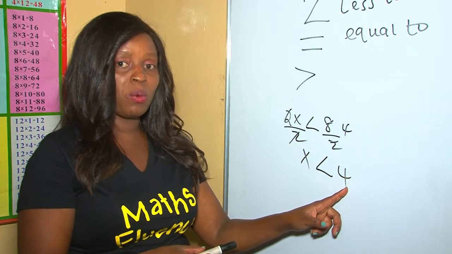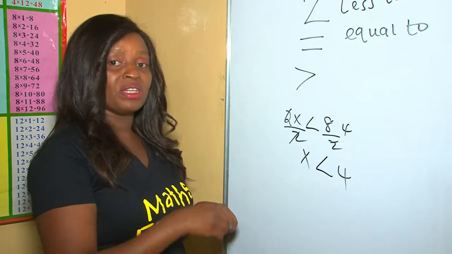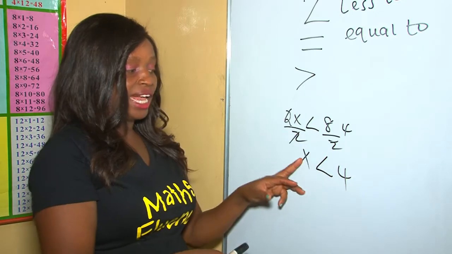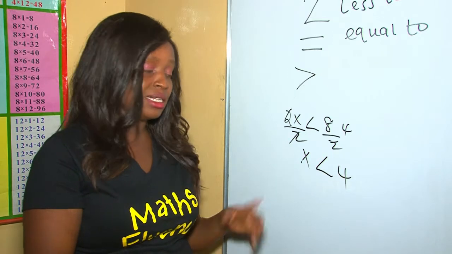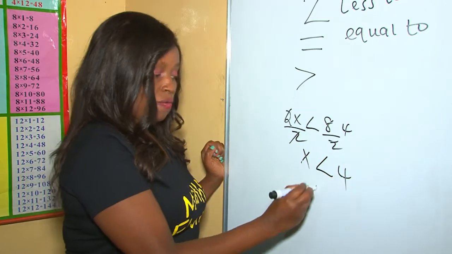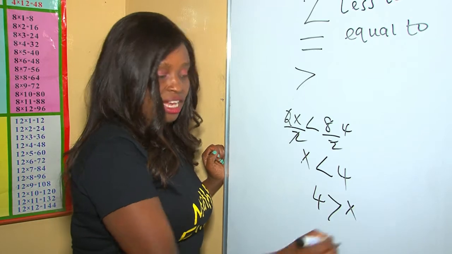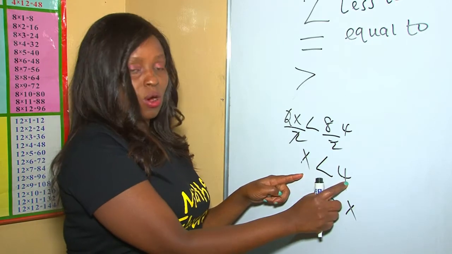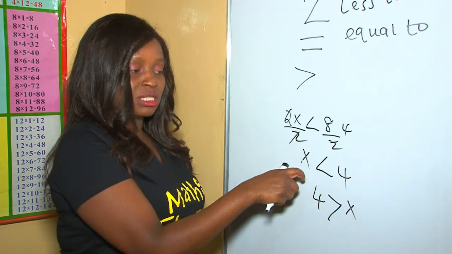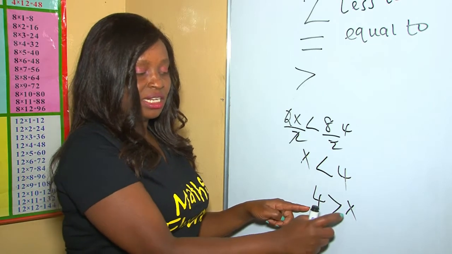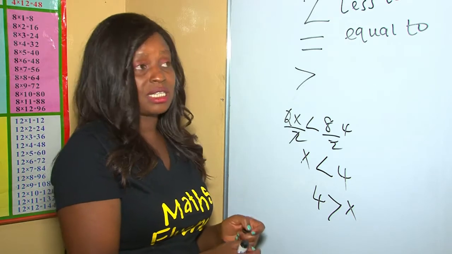Remember, we are comparing whatever is on our left hand side with whatever is on our right hand side. So x is less than 4. This answer can also be written, when you begin with 4, as 4 is greater than x. X is less than 4, meaning 4 is bigger than x. So 4 is bigger than x is written as 4 is greater than x. Let's work out our next example.